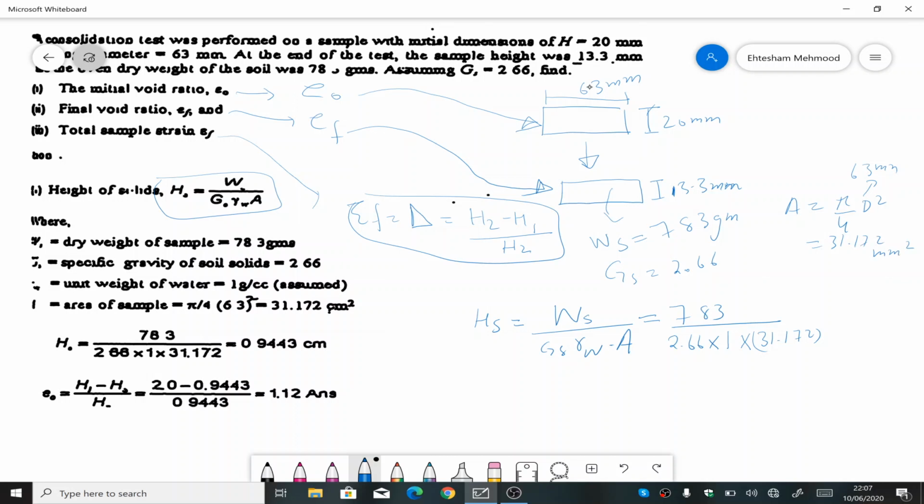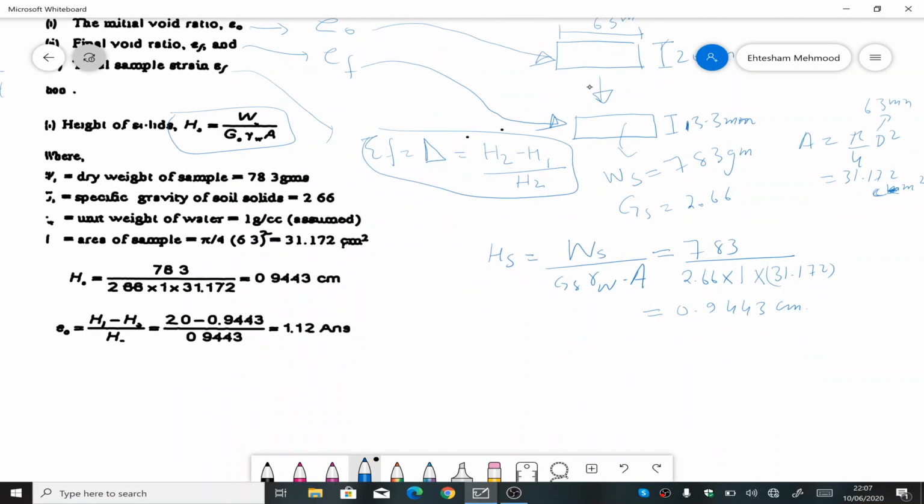From this, Hs, or height of solids, is coming to be 0.9443 centimeters. Sorry, the area is also centimeter square. Please do this correction.